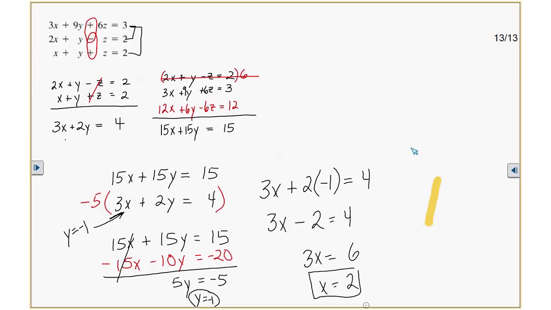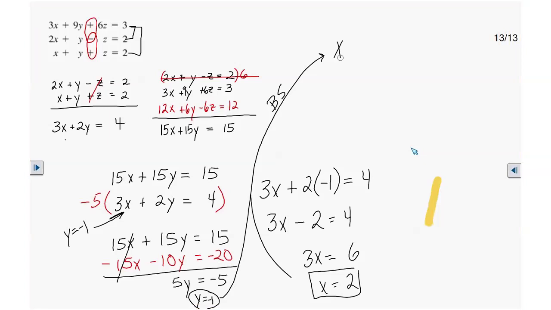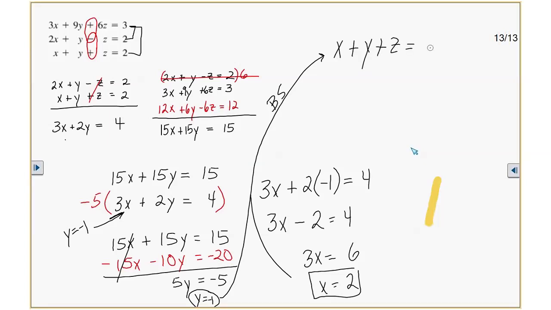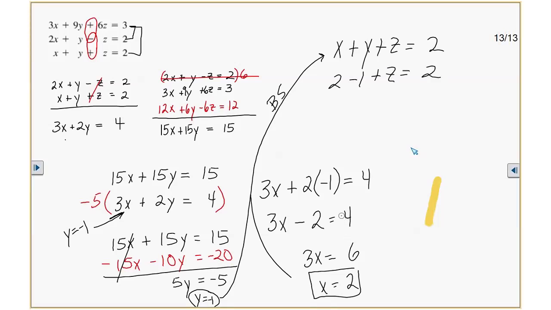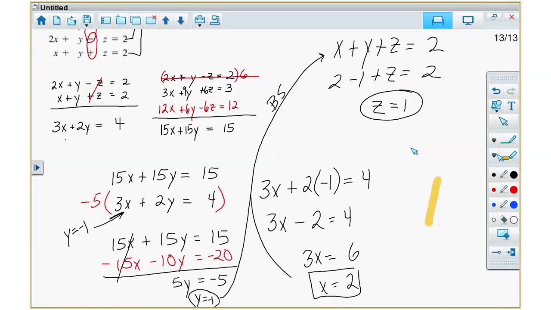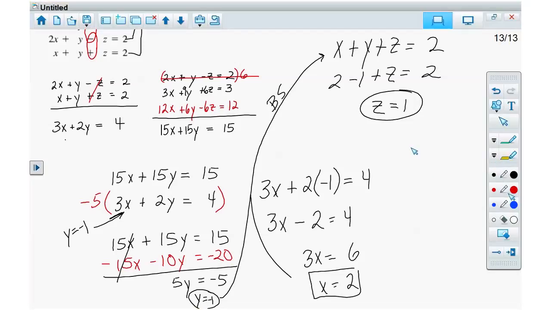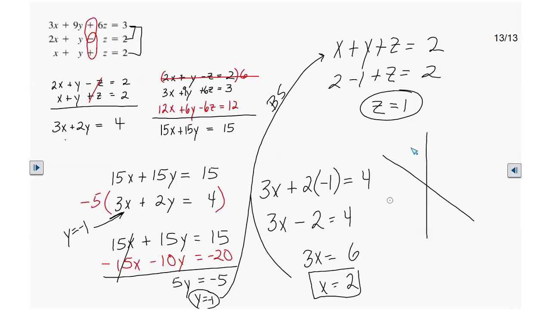Now what am I going to do? I'm going to back substitute into what? Which one do you think I'm going to pick? X plus Y plus Z. Exactly. X plus Y plus Z is equal to 2. 2 minus 1 plus Z is equal to 2. And 2 minus 2 plus 1, Z is equal to 1. Y'all check me. Any mistakes? No.